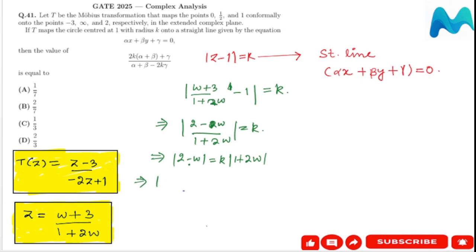Instead of w, we will write x plus iota y. So it will be 2 minus x plus iota y equal to k, and here we will write 1 plus 2x plus iota ky. So we take k as common, it's just the mod, the absolute value.